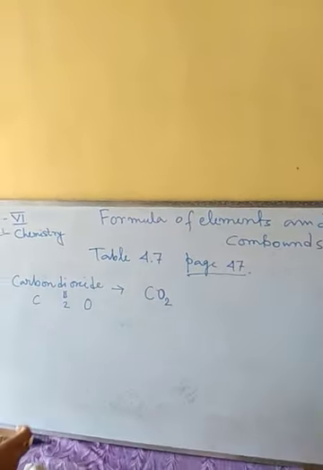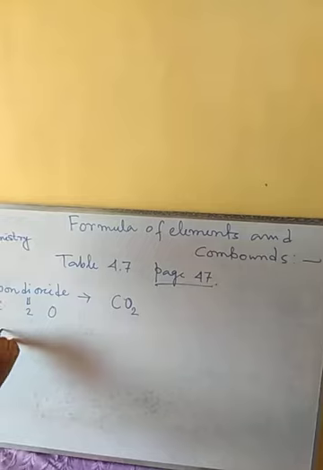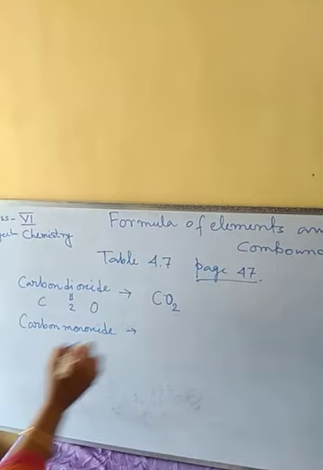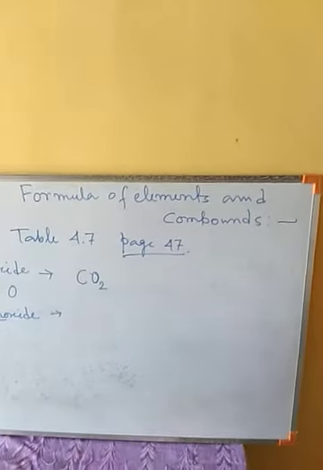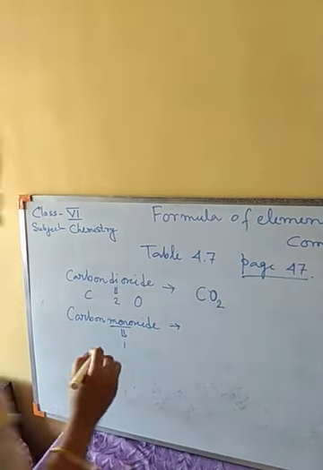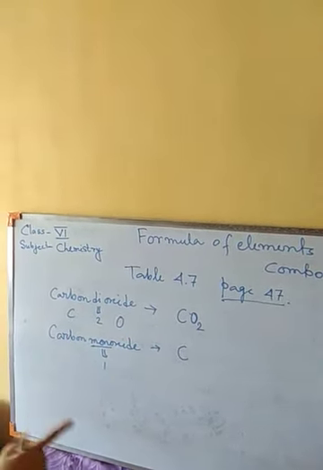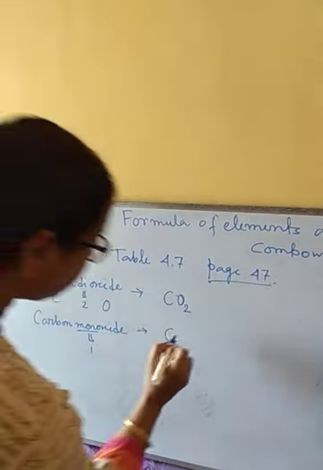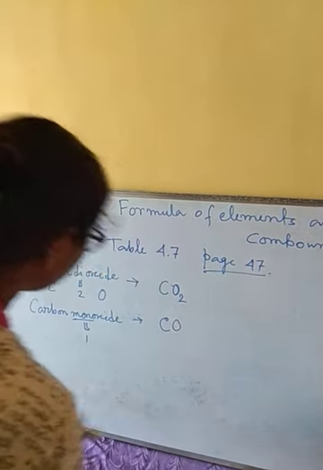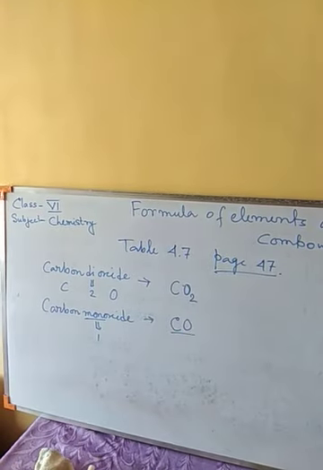Another compound with the same elements is also there, which is called carbon monoxide. Mono means 1. So here only 1 oxygen is there, as dioxide meant 2 oxygens were present. Monoxide means only 1 oxygen is there. So CO, this is the formula of carbon monoxide.